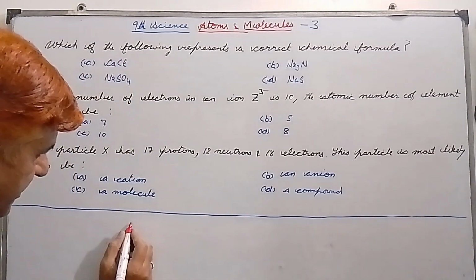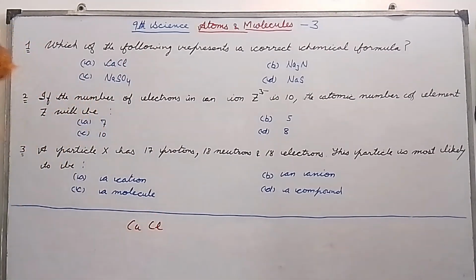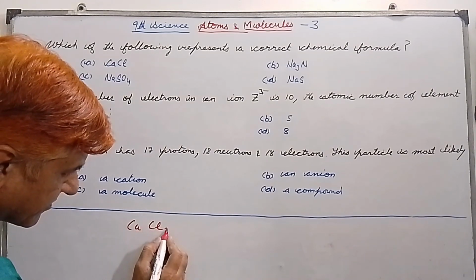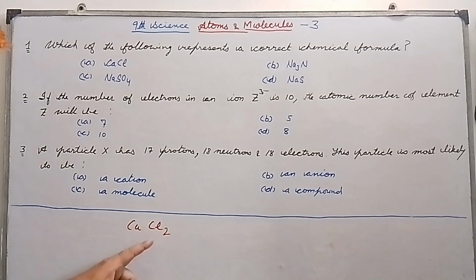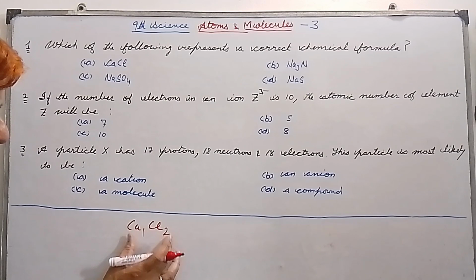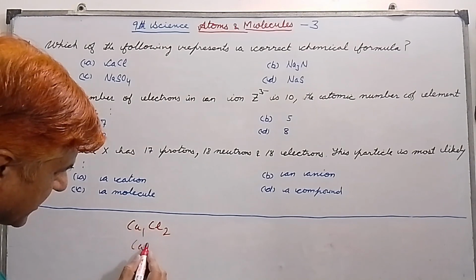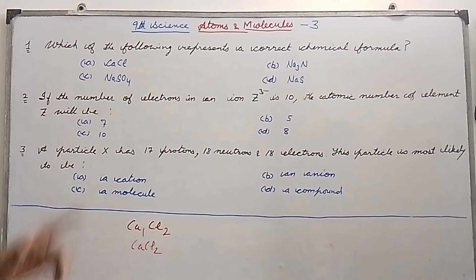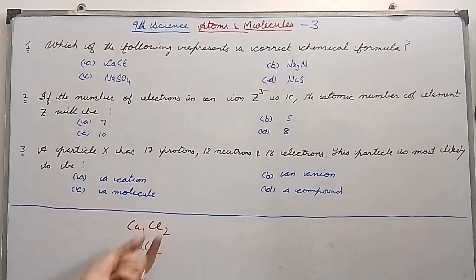Calcium chloride. This way you will write. What is the valency of calcium? Always remember that the valency of calcium is 2. So you will write that here with Cl, and that will become the valency of Cl. And what is the valency of the chlorine atom? That is 1. So that will become the valency of calcium. So the chemical formula of calcium chloride is CaCl2. So this option is wrong. The correct chemical formula of calcium chloride is CaCl2.